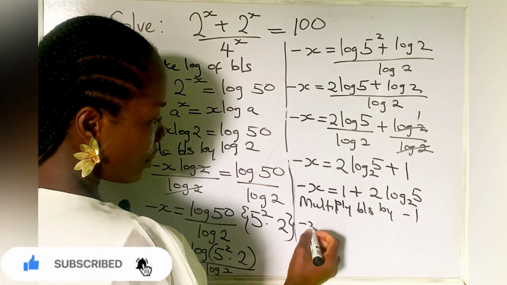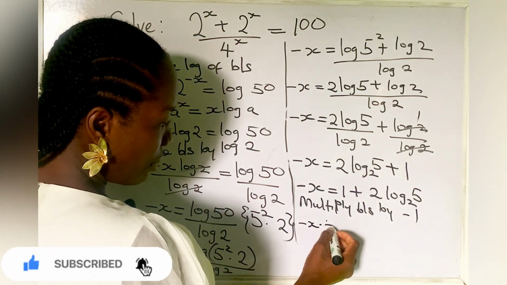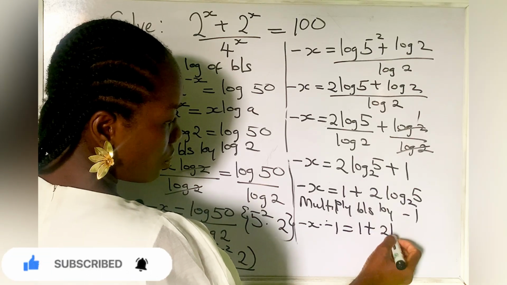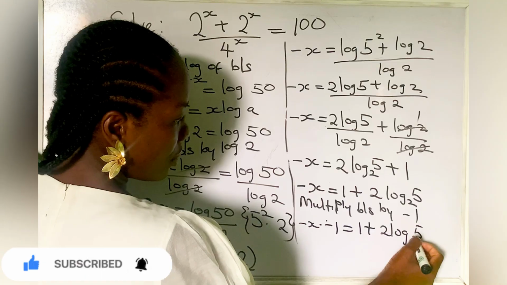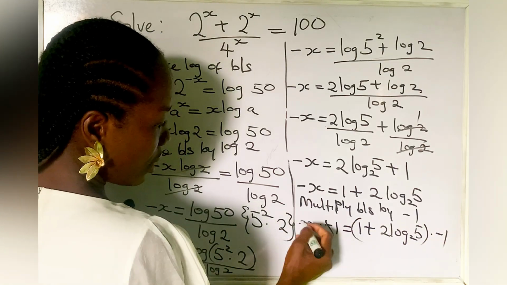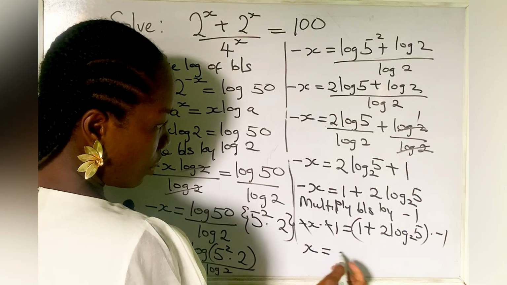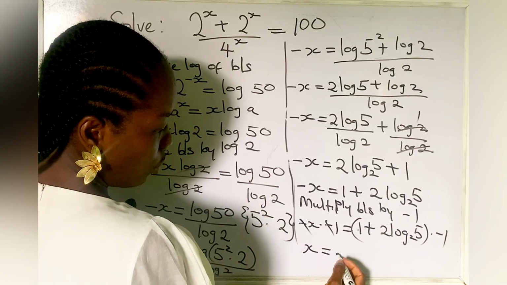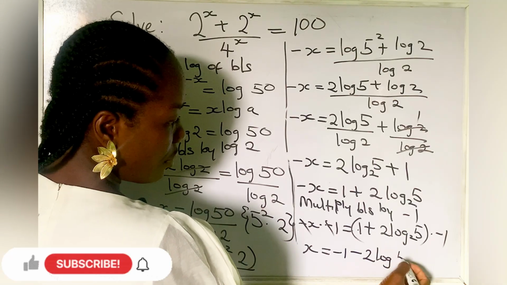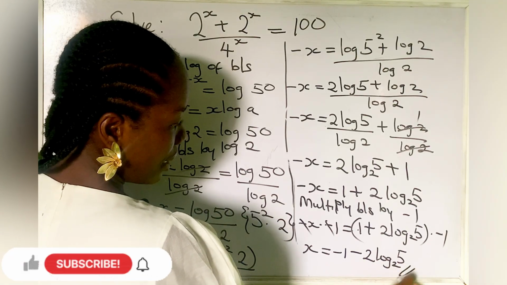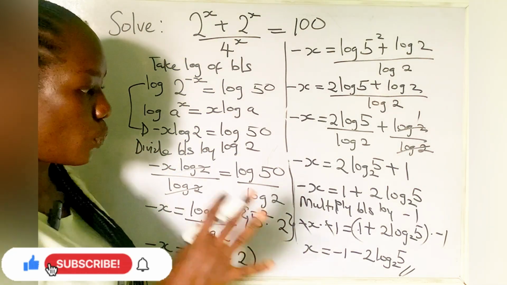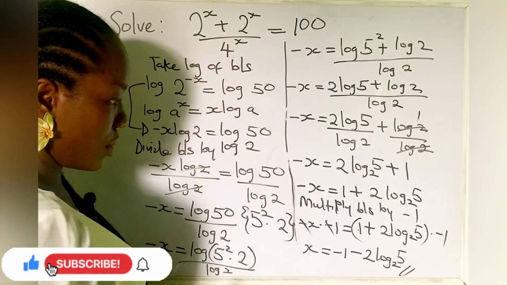So we'll have minus x multiplied by minus 1 is equal to 1 plus 2 log 5 base 2 multiplied by minus 1. So minus cancels minus, we have x is equal to, and this will now affect this to become minus 1 minus 2 log 5 base 2 as our answer. So sit back and watch as we check to see if this answer of x is correct in this equation, okay?